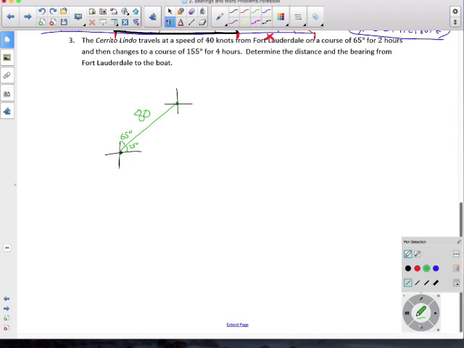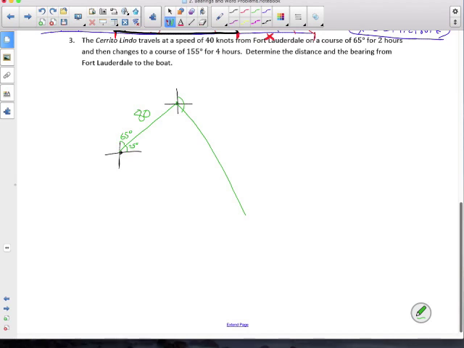I'm changing directions now to a bearing of 155. So I go 90 and then past that, but not all the way past 180. And I'm going for 4 hours. So the line I'm drawing should be roughly twice as big as the one I've already drawn because that was for only 2 hours. So 4 hours at 40 knots, this is going to be 160 units. Here's where I stop.